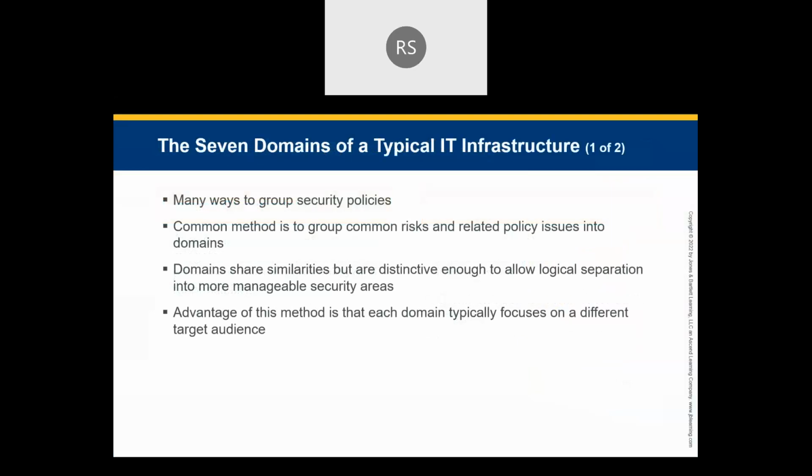Now, within the 7 domains of a typical IT infrastructure, there are many different ways to group security policies. One common approach is to group security policies based on common risks and related policy issues, and you put those into domains. This method allows for logical separation of security concerns into more manageable areas. By doing so, it becomes easier to address specific security needs within each domain.